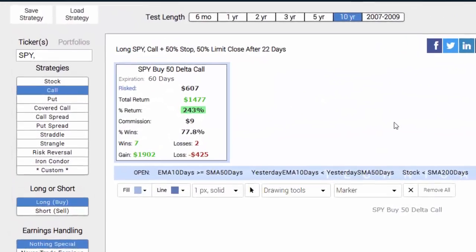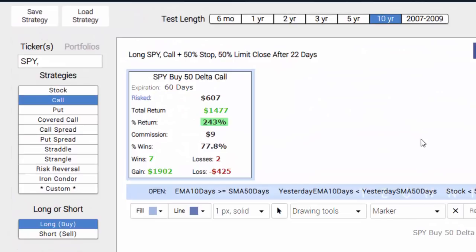Over 10 years, this has only happened 9 times, but if we're buying an at-the-money call, which is also called a 50 delta call, it won 7 out of 9 times with a 243% return. We can then look at the 5-year results. 4 wins and no losses and a 221% return. Again, this trade doesn't occur often, 4 times in 5 years or 9 times in 10 years, but it's certainly another arrow in our quiver.